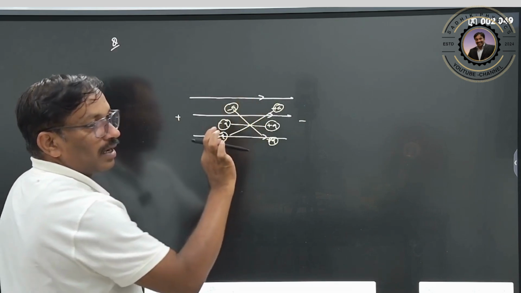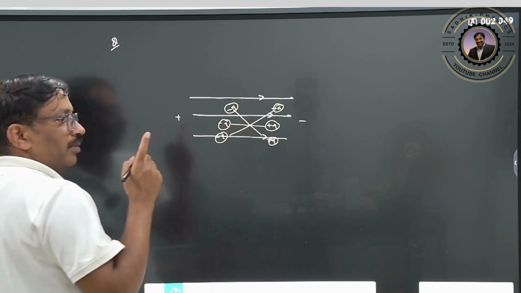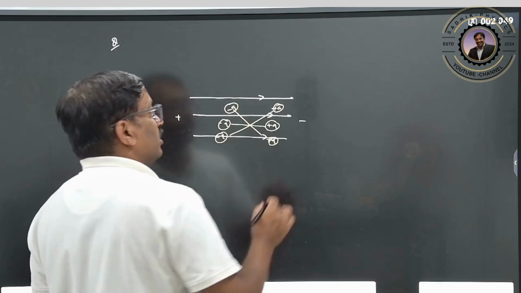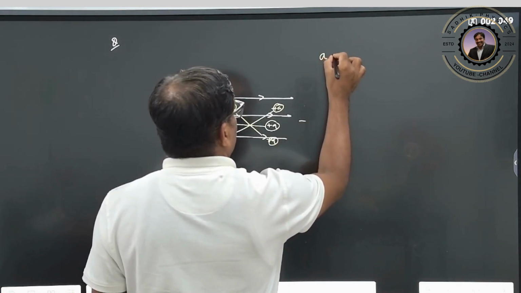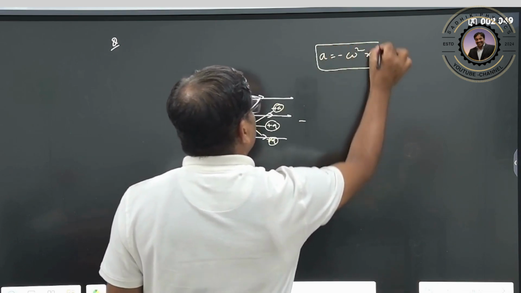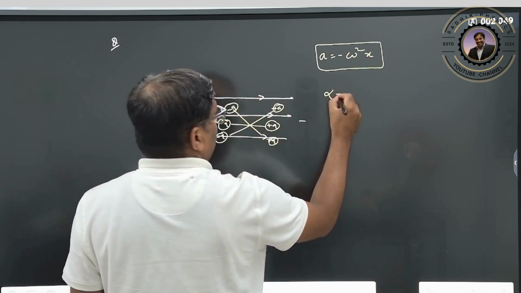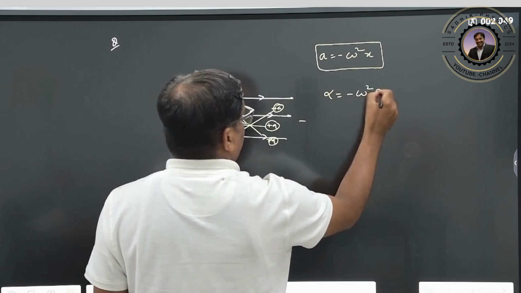So we want to calculate the time period of this one. What is the time period? How to calculate? Time period means simple harmonic motion. Simple harmonic motion means what you have to write? Acceleration should be equal to minus omega square into x. Here, which acceleration will be there? The angle theta is changing, so angular acceleration is equal to minus omega square into theta.